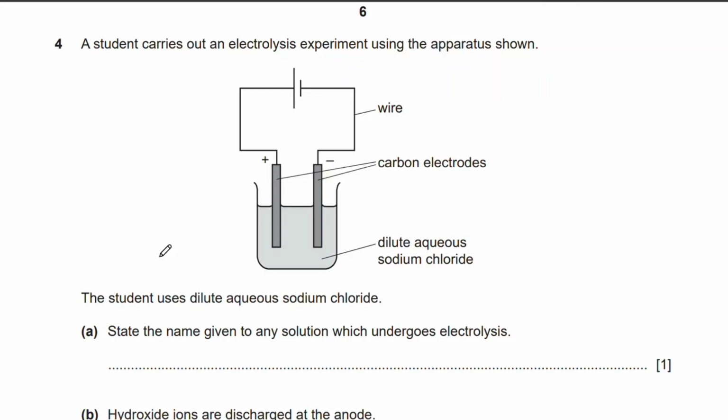A student carries out an electrolysis experiment using the apparatus shown. Okay, so you can see there's an electrolysis using carbon electrodes, wire, and they have taken dilute aqueous sodium chloride. The student uses dilute aqueous sodium chloride. Okay, so that is NaCl, aqueous.